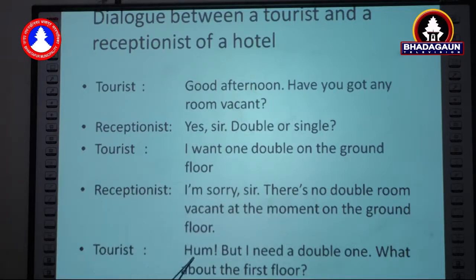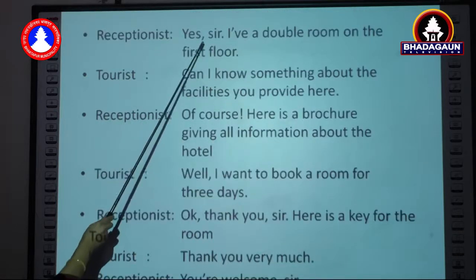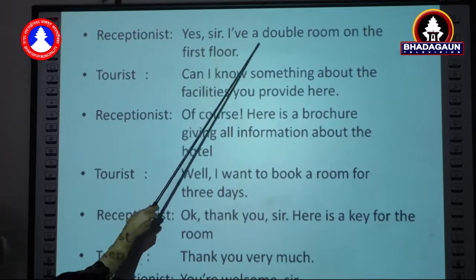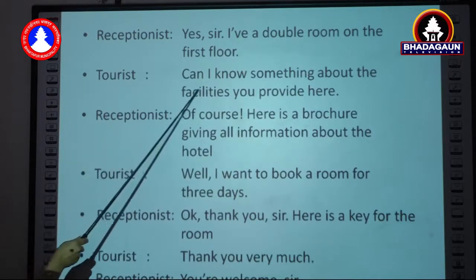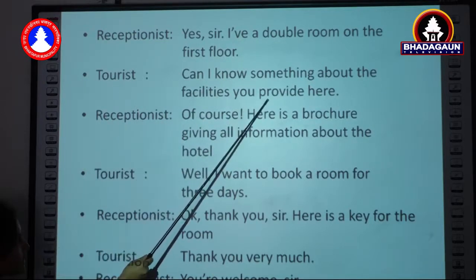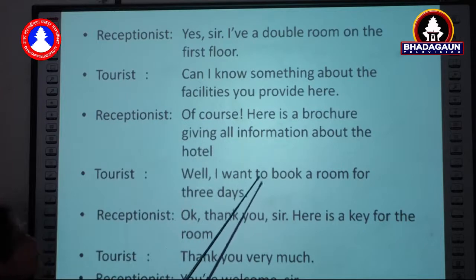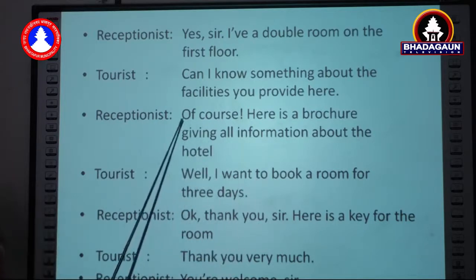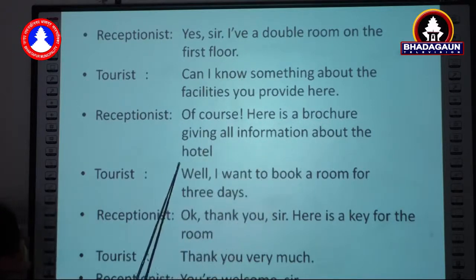And the tourist says, but I need a double one. What about the first floor? So they are talking about another option. And the receptionist says, yes sir, I have a double room on the first floor. The tourist says, can I know something about the facilities you provide here? Receptionist says, of course. Another polite word, of course. Instead of saying, okay, you can read the brochure, she says, of course, here is a brochure giving all information about the hotel.